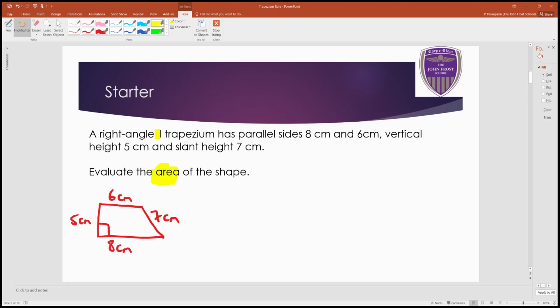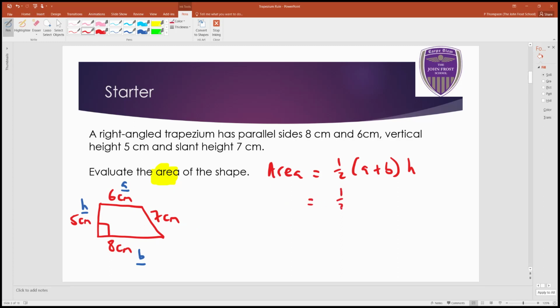Find the area. Remember, the formula for the area of a trapezium is in the front of the exam paper, but you should still remember it. It's 1/2 bracket a plus b times h, where a is one of the parallel sides, b is the second parallel side, and h is the vertical height. This slant height is not helpful for the area.